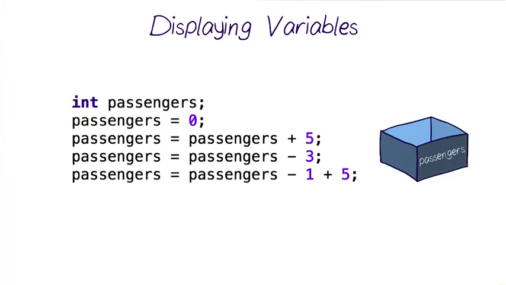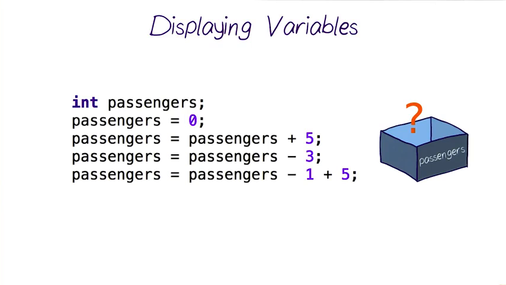So far, we've programmed the computer to keep track of the number of passengers. Now, say we want the computer to show us how many passengers are on the bus so far. We know it's stored inside this variable called passengers here. But how do we tell the computer to show us its value?